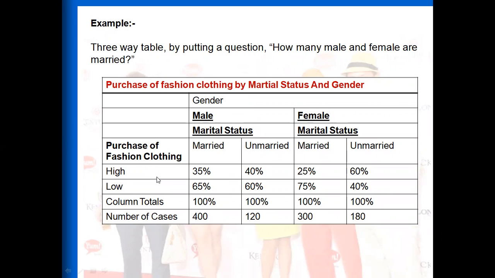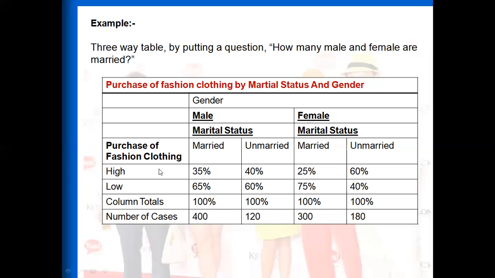Purchase of fashion clothing can be high or low. Gender can be male or female, and marital status is married and unmarried. Firstly, under the category male, we have taken married and unmarried. Then under the category female, we have taken married and unmarried. And this is the classification of data.